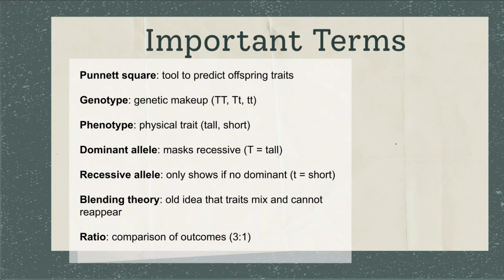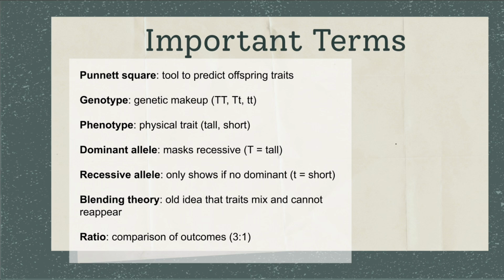The first word we want to go over is Punnett square, and this is a tool for us to be able to predict offspring traits. And in our Punnett square, we are going to use genotypes. So these are letters, and they represent our genetic makeup. And from our genotypes, we are able to figure out phenotype, which is physical traits that we're going to have. Could be like tall or short.